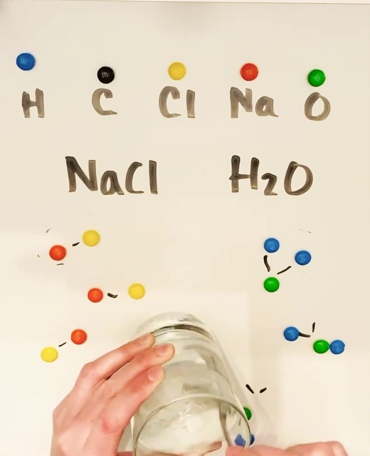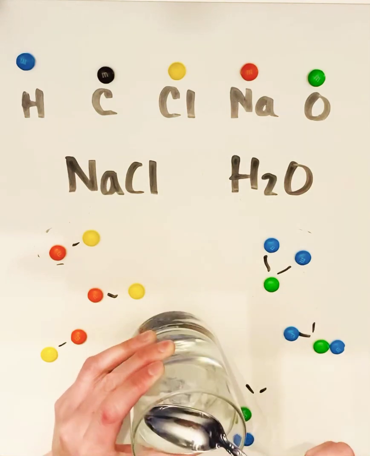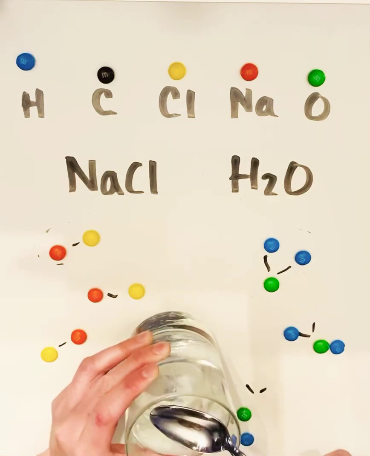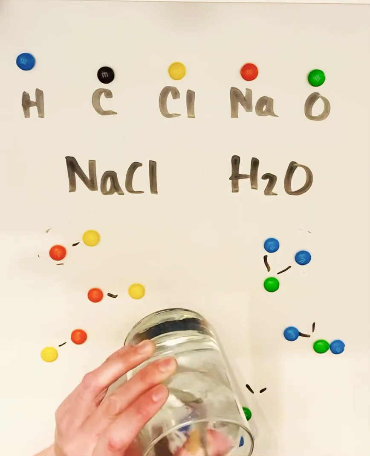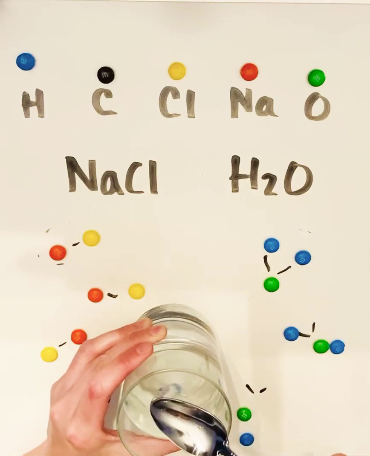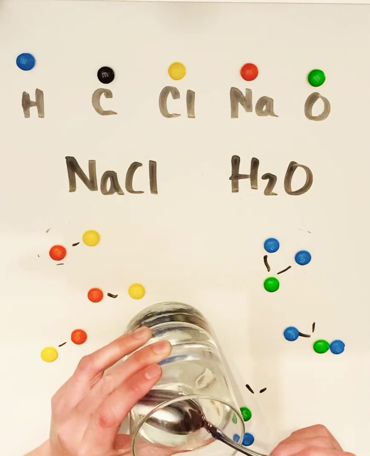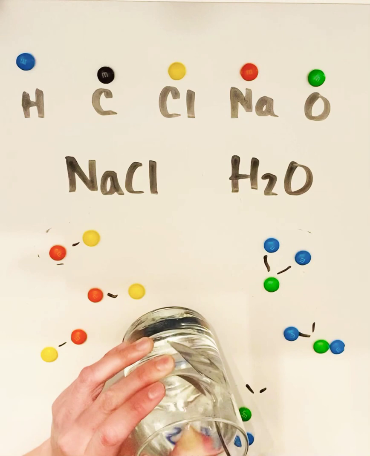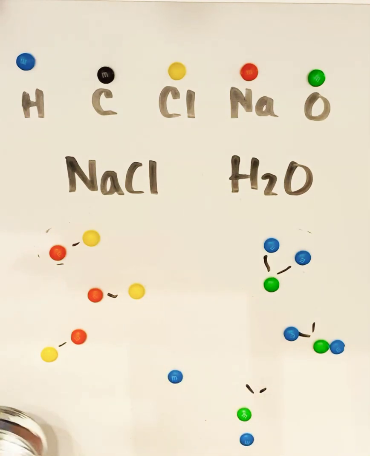So how would I separate the salt back out? Remember I said chemical compounds are really hard to break down. Mixtures, not so much. They're a little bit easier to break down than chemical compounds. So I could actually evaporate the water. And if I evaporated the water, I'd be left with the salt crystals at the bottom of the glass.